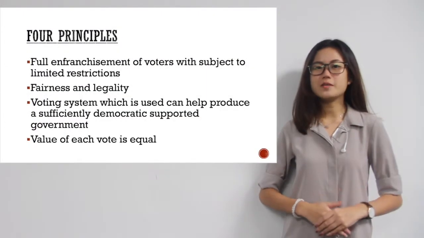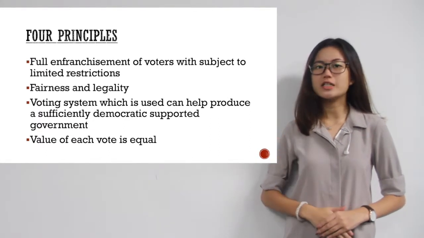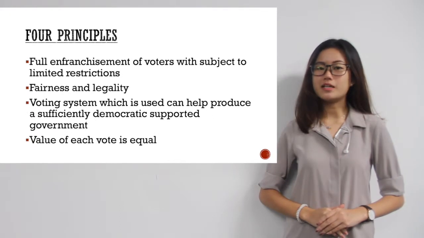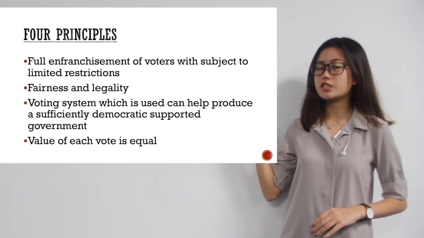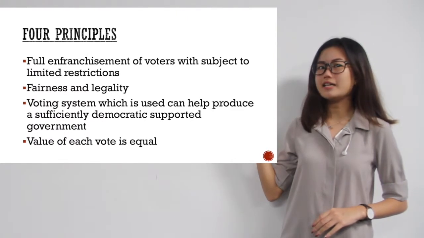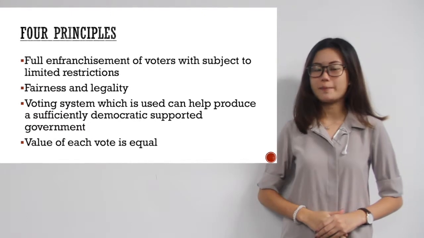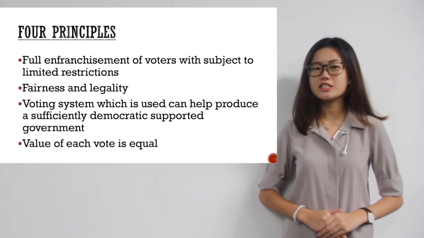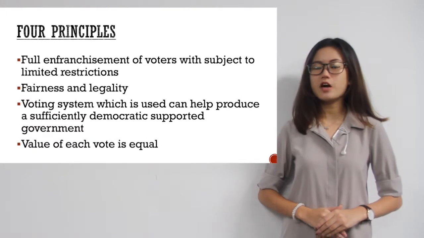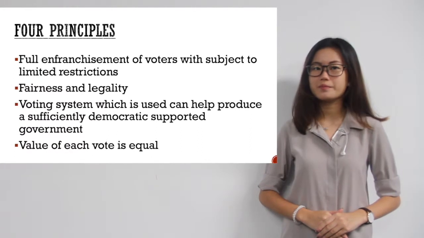It is of fundamental constitutional importance for 4 principles to be ensured in the electoral system, namely, a full enfranchisement of voters subject to limited restrictions, the fairness and legality ensured in the regulation of the conduct of election campaigns, and the voting system that is used can help in the production of a legislative body representative of the electorate and a sufficiently democratically supported government.